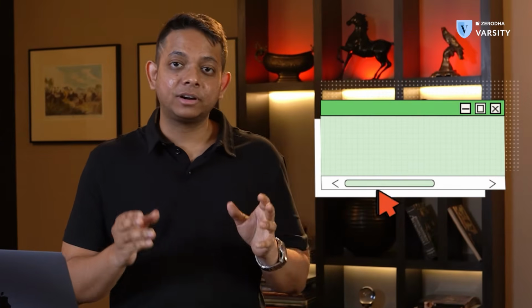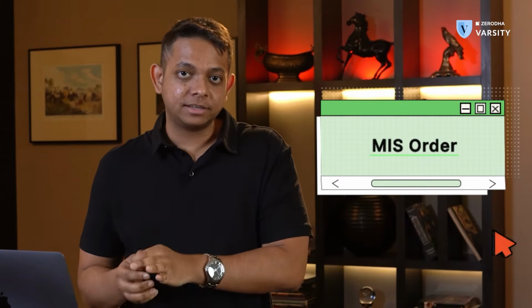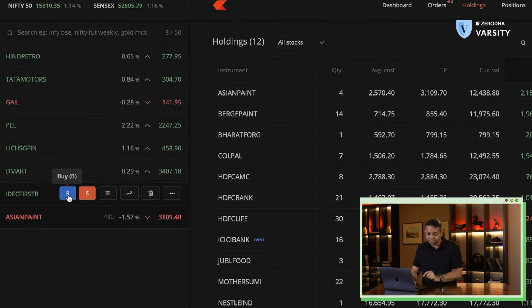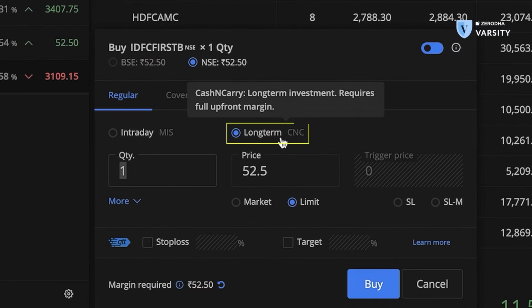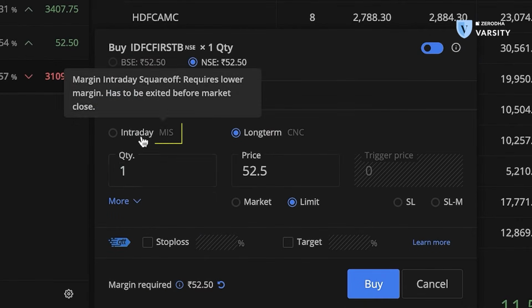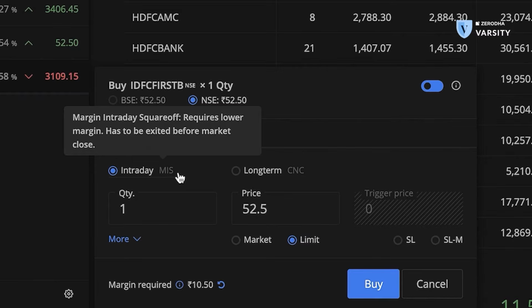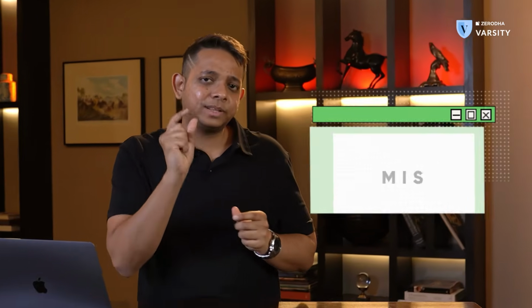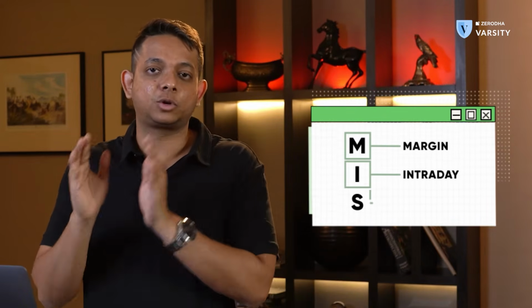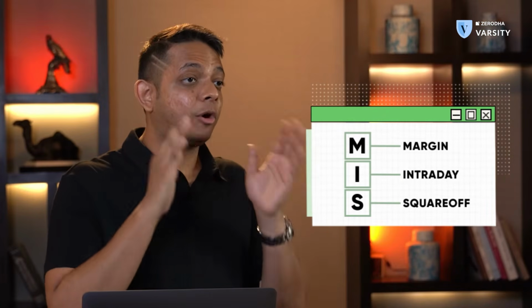The next type of order is an MIS order. This is the opposite of CNC. You'll find it right here on Kite. So when I open, for example, a buy order, I can see the options are long-term CNC. I can change this to MIS. MIS means intraday, which means you need to square it off during the day. That's where the word MIS comes from. It means margin intraday square off. You will have to square off on the same day before the markets close.